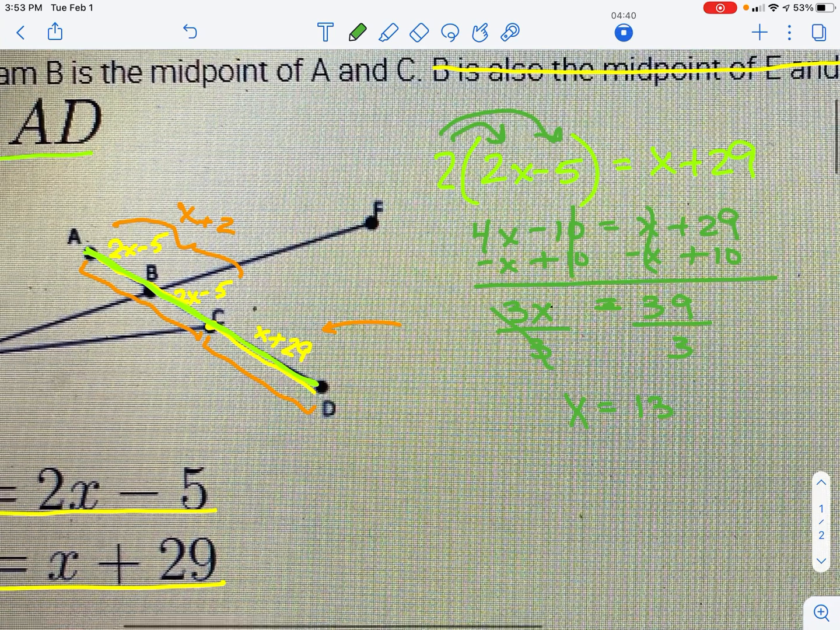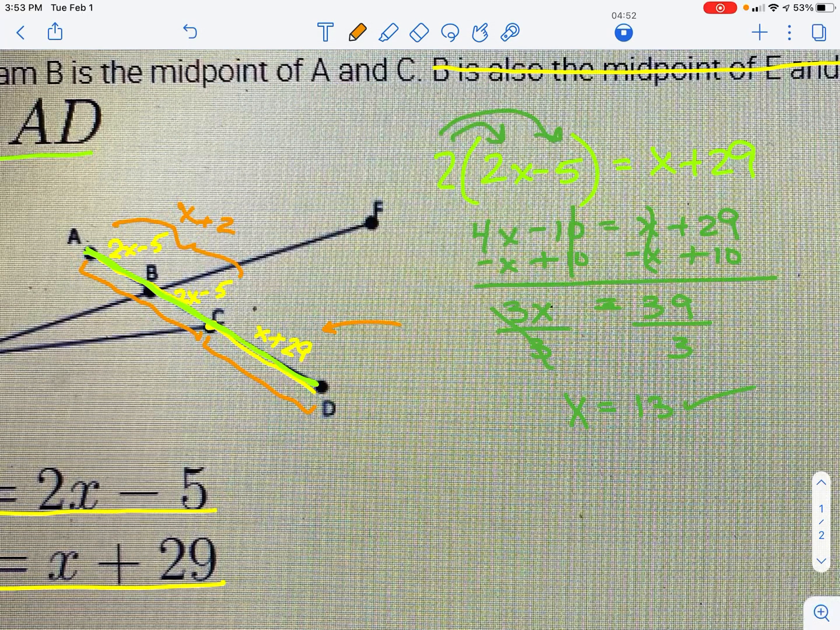All right, now that we know that x is equal to 13, now I can use that to figure out the measure of the entire, I just noticed that I lost one of my digits here. This is a 9 right here. The measure of AD. So how do we figure that out? So here's AD is going to be equal to what?